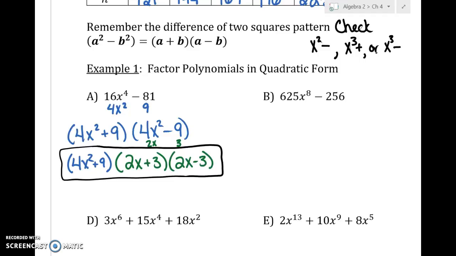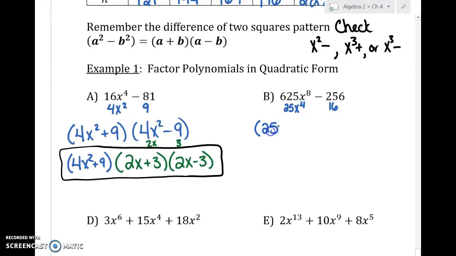All right, example B. 625, we just talked about 625. 625 is the perfect square of 25. X to the 8th. What is x to the 8th the perfect square of? X to the 4th. X to the 4th times x to the 4th becomes x to the 8th. And 256 is the perfect square of 16. And you might notice that those are also perfect squares, so this is probably going to be a multi-level problem.